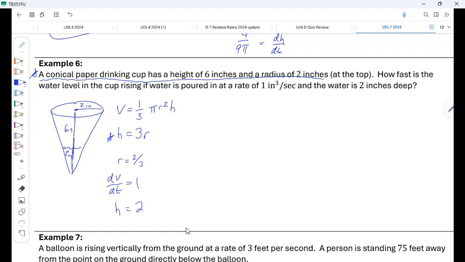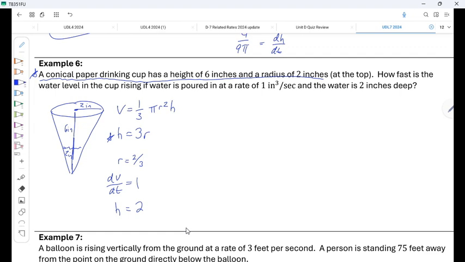Are either R or H static? As you're filling water up in that cone, are either R or H static? No, those are both dynamic variables. Do we ever ask that question about dV dt? No, we only care about the actual, the non-rate variables. Those are the ones that are static and dynamic.